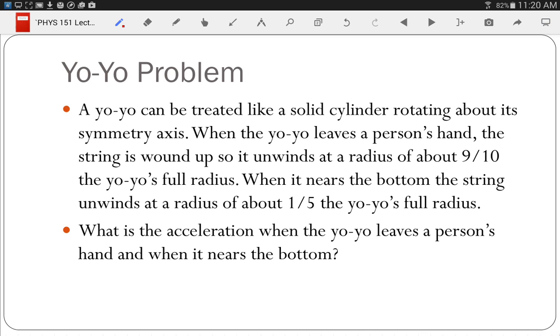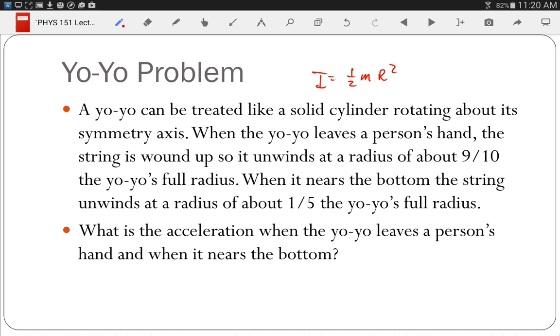Okay, yeah. Thing to point out in this last problem. A yo-yo, you can treat as a solid cylinder. Solid cylinder has I equals 1/2 m radius squared. And when you initially drop it, the string is all rolled up so that the radius for the string rolled up, it's unrolling, is about 9/10 of the radius of the entire yo-yo typically. And then when it gets to the bottom, of course, the string is unrolled and it's more like 1/5 of the radius. And so my question was, how do you find the acceleration of a yo-yo?